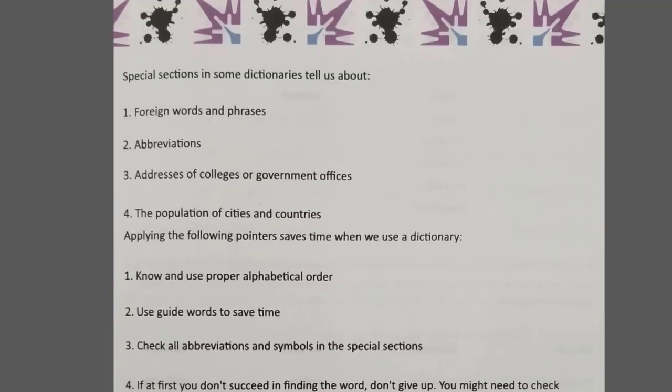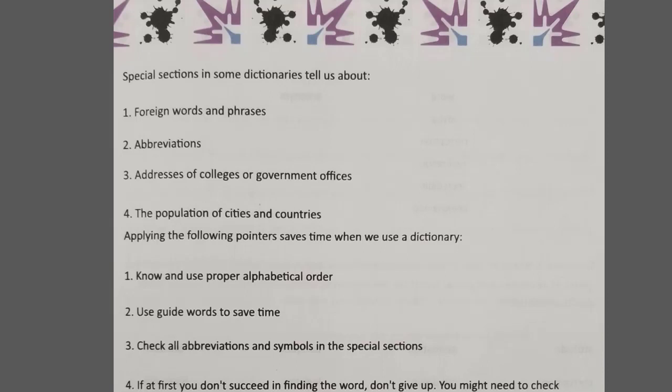Okay, so special sections in some dictionaries tell us about. So in a few dictionaries, there are these special sections, right? Where we can find foreign words and phrases. Foreign meaning not of one's own mother tongue, right? So some other languages, right? So we have these explanations of words from the other languages as well.